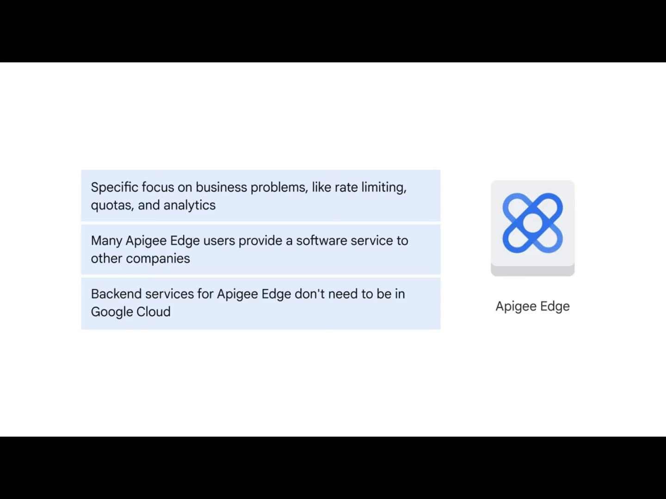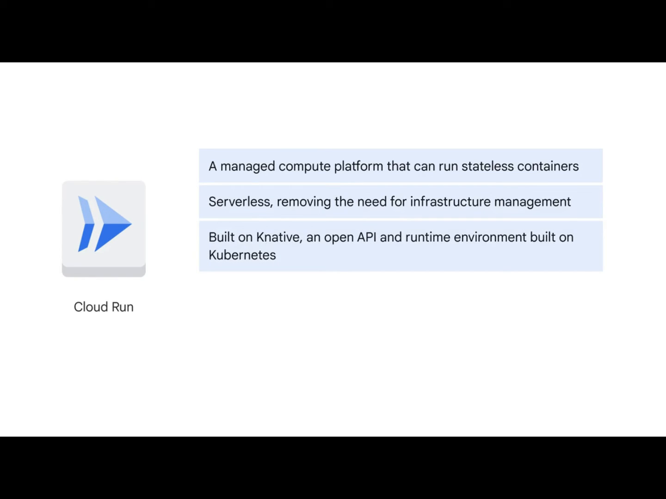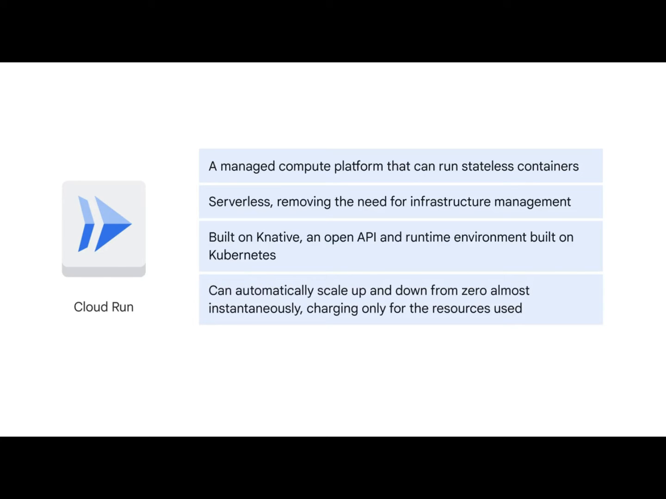The final application platform we'll explore in this section of the course is Cloud Run, a managed compute platform that lets you run stateless containers via web requests or Pub/Sub events. Cloud Run is serverless. That means it removes all infrastructure management tasks so you can focus on developing applications. It's built on Knative, an open API and runtime environment built on Kubernetes that gives you freedom to move your workloads across different environments and platforms. It can be fully managed on Google Cloud, on Google Kubernetes Engine, or anywhere Knative runs. Cloud Run is fast. It can automatically scale up and down from zero almost instantaneously. And it charges you only for the resources you use, calculated down to the nearest 100 milliseconds. So you'll never pay for your over-provisioned resources.